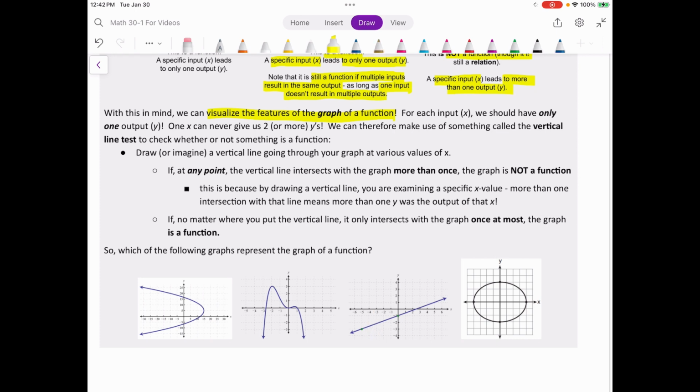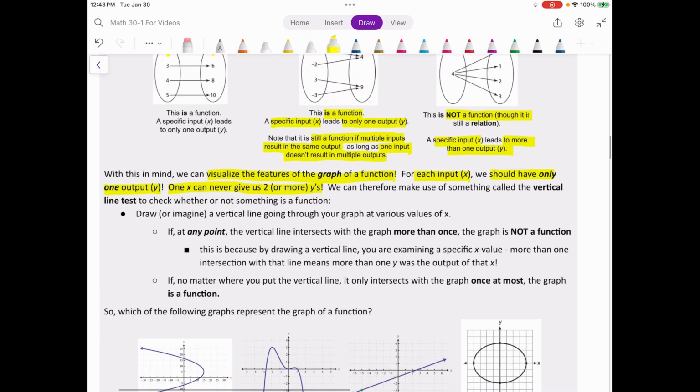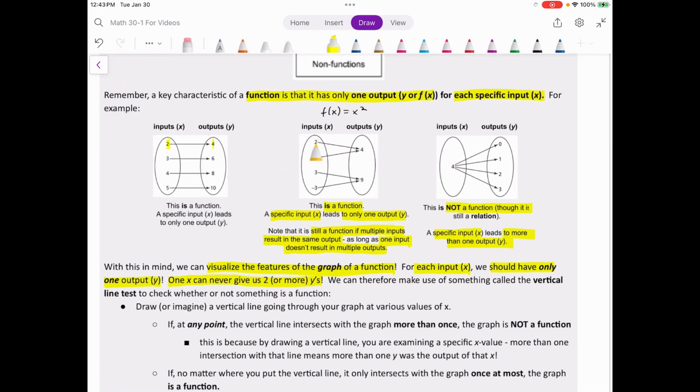Well, we make use of something called a vertical line test, okay? Because again, for each input, each x, we should have only one output, y, right? At each x, we should only ever have one y. One x can never give us 2 or more different y's, right? That's the whole point of a function. Again, different x's could give us the same y, but one x can't give us different y's, right? One input should always lead to the same output. 2 does not sometimes give us 9, right? It always gives us 4, okay?